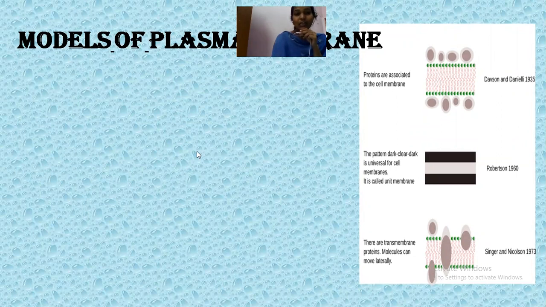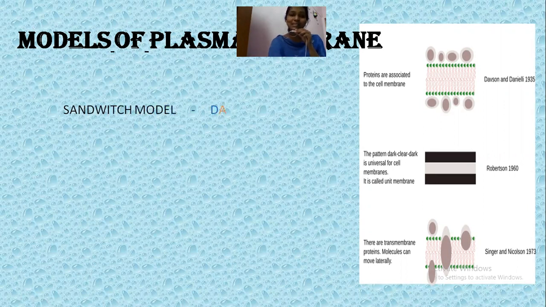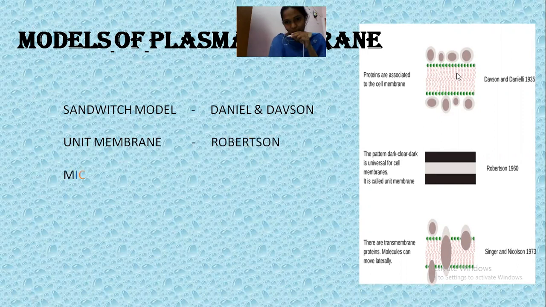But in view of competitive examination, I would like to present the various models of plasma membrane proposed earlier to Singer and Nicholson model. Let us have a glance. First of all, the first proposed model for plasma membrane is called sandwich model. This sandwich model is proposed by Daniel and Davson. This is the sandwich model.